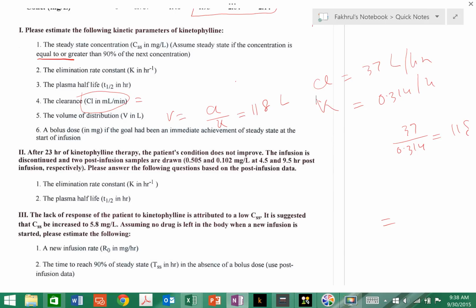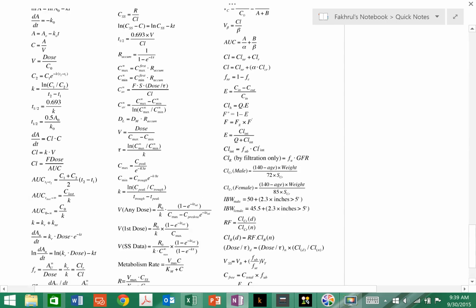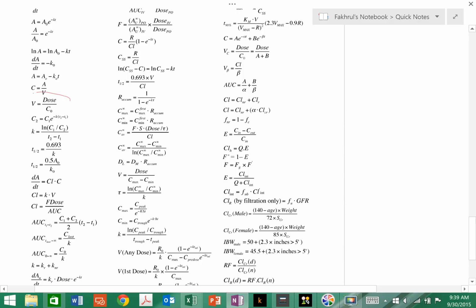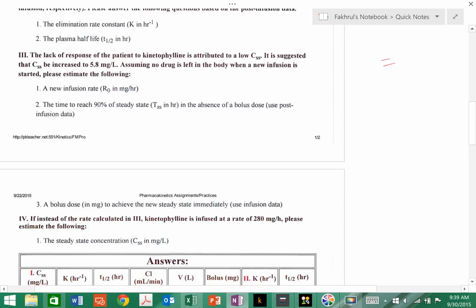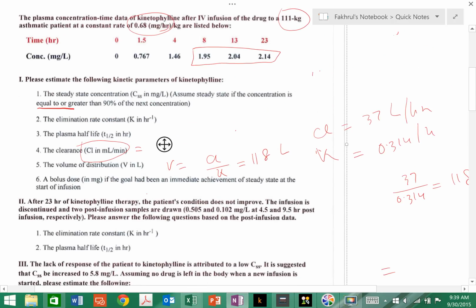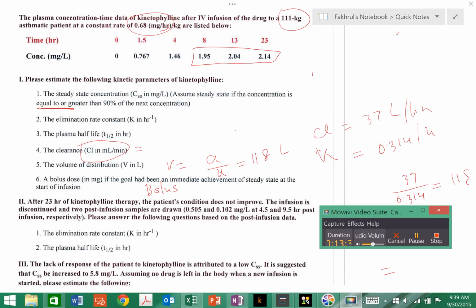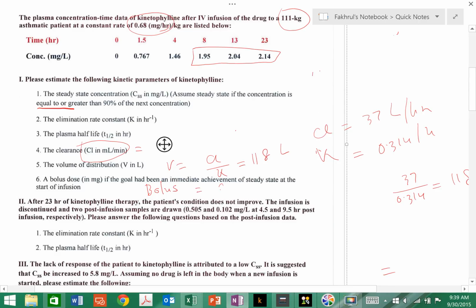If the goal had been immediate achievement of steady state at the start of infusion, for bolus dose we have to use this equation. I think I showed you this equation. It is dose is equal to steady state concentration times volume distribution. So bolus dose is equal to CSS times volume distribution. Volume distribution is V.